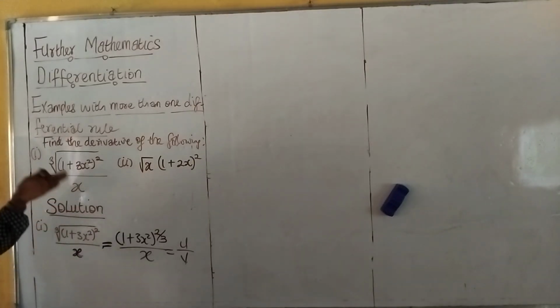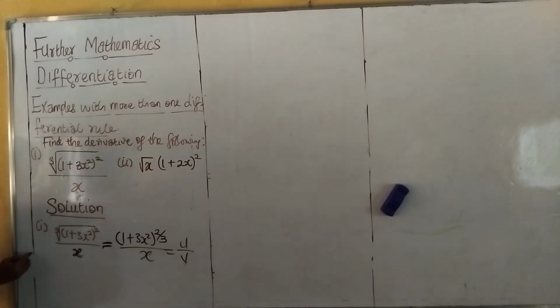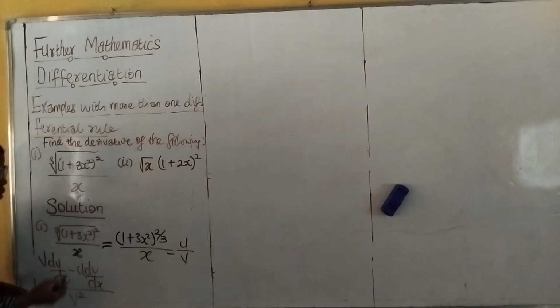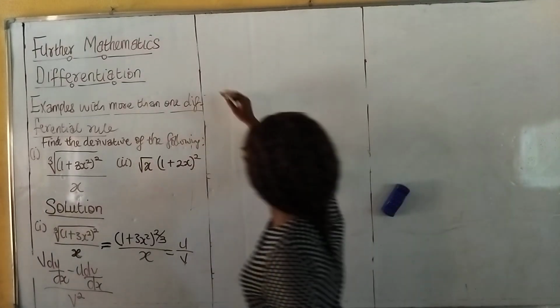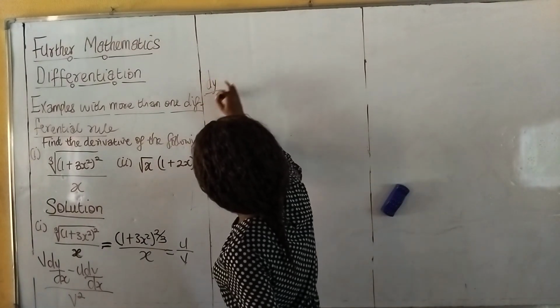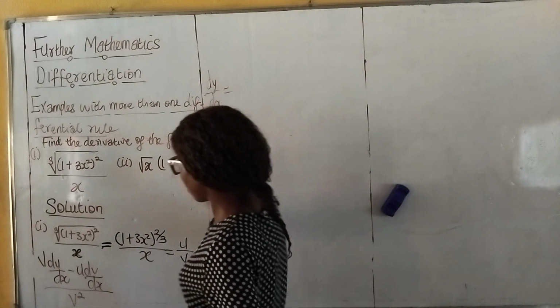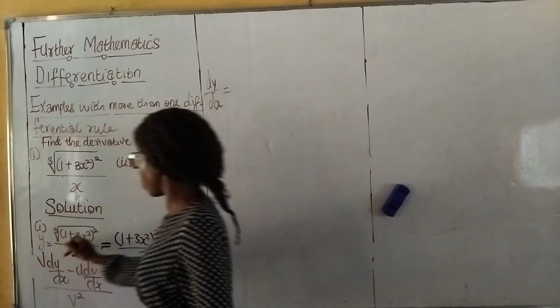Now, this is now looking like what? Quotient rule. So we are going to make use of the quotient rule, which says v du over dx minus u dv over dx, divided by v squared. Let's carry on. So we are going to now say our dy dx is now equal to, that means we are saying this is equal to y.